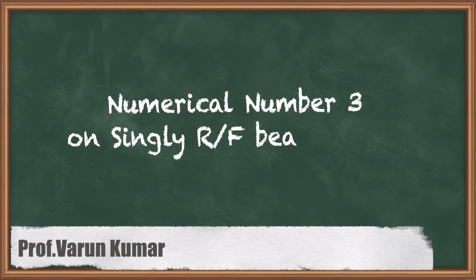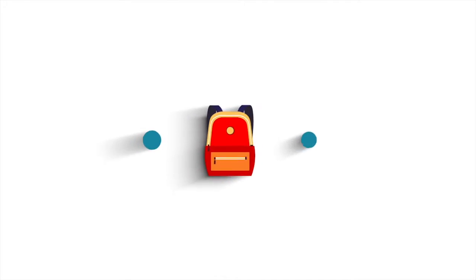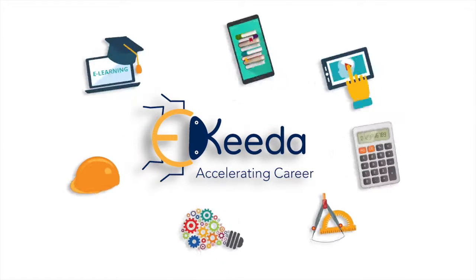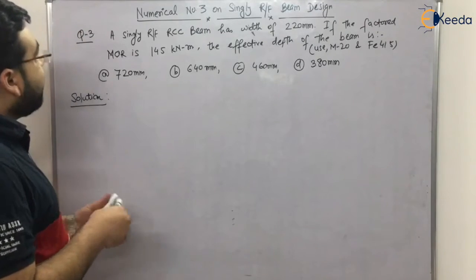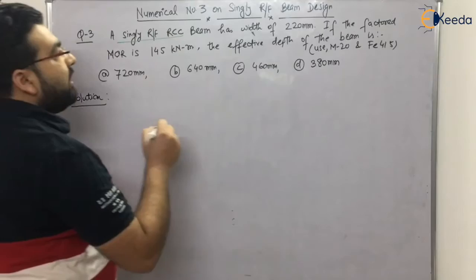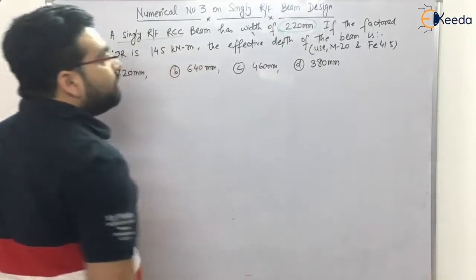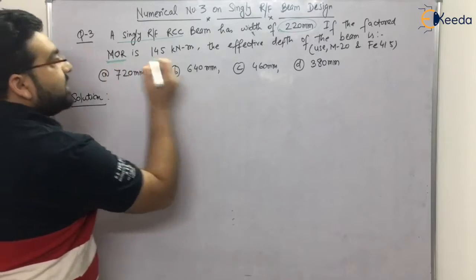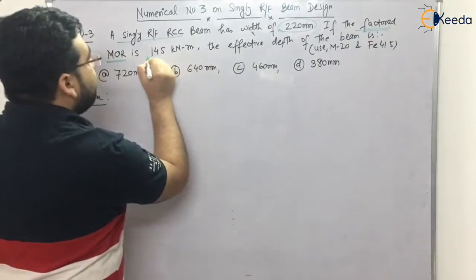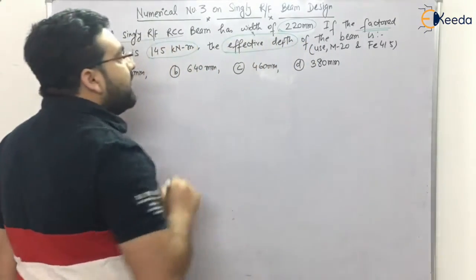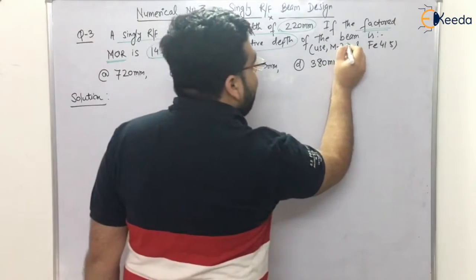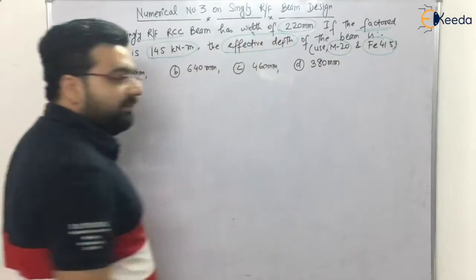So students, in this lecture I will be solving numerical number 3, which will further strengthen your concept. The question is: a singly reinforced RCC beam has a width of 220 mm. If the factored moment of resistance is 145 kilonewton meter, the effective depth, small d, of the beam is? Use M20 and Fe415.